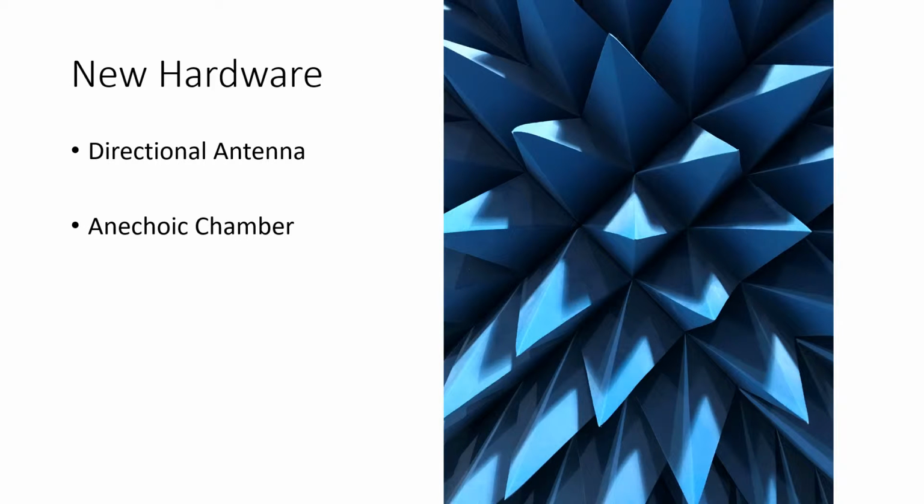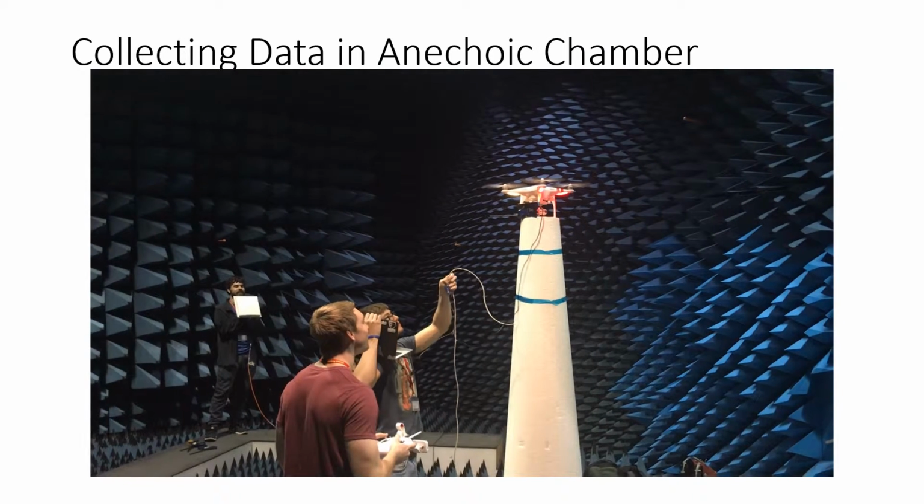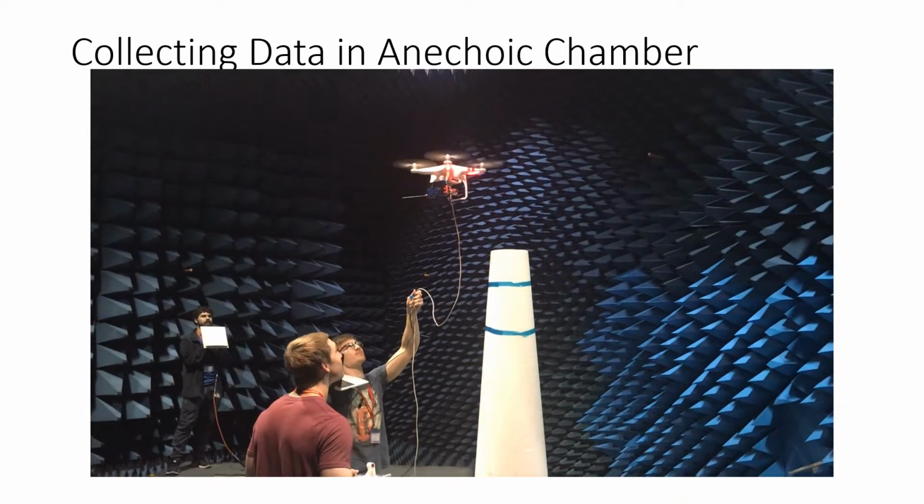The new hardware we needed was the directional antenna, which we leased from GTRI, and an anechoic chamber, which GTRI was also kind enough to let us use. We ran each of our experiments again, this time in a quiet space, so we would be able to use the results that we collected.